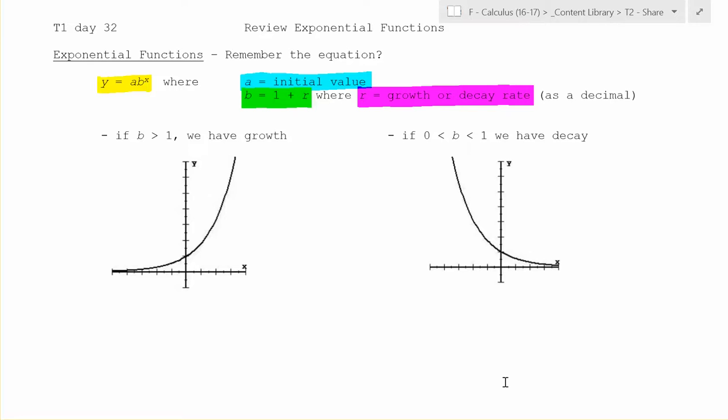So if I said you're growing by 50%, what's the B value going to be? If I said something is growing by 50%, what is B going to be? Nope. 1.5. B is 1 plus R. 1.5. If I said B is 0.5, you'd be decaying at 50%.